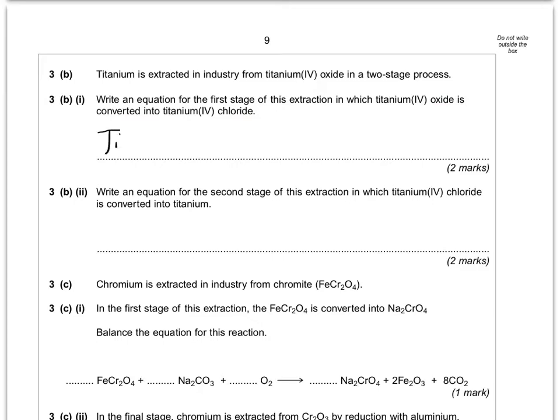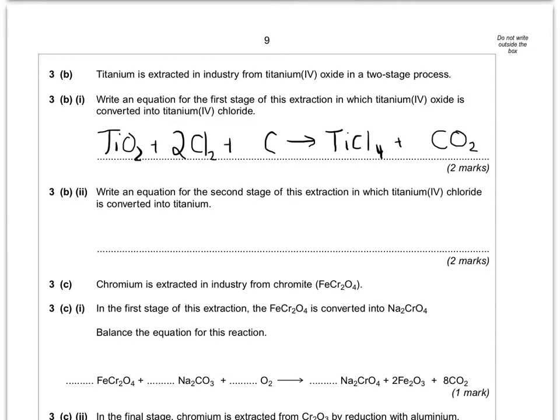So it's titanium oxide plus chlorine plus carbon, and that goes to make your titanium chloride, which is TiCl4, plus either carbon monoxide or carbon dioxide. I'm going to do carbon dioxide because there's no need to balance the carbons, and we just need 2 chlorines in order to balance the whole equation.